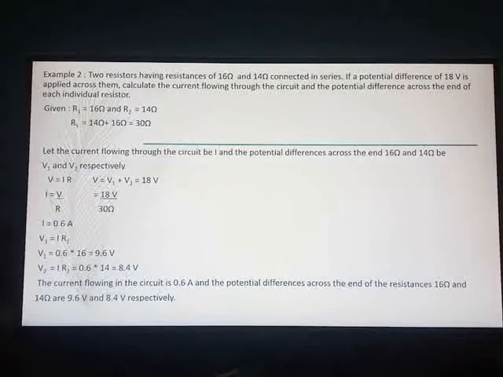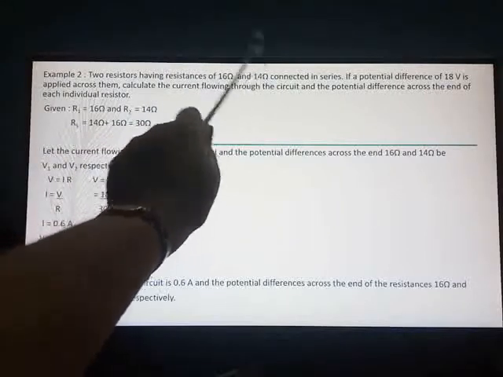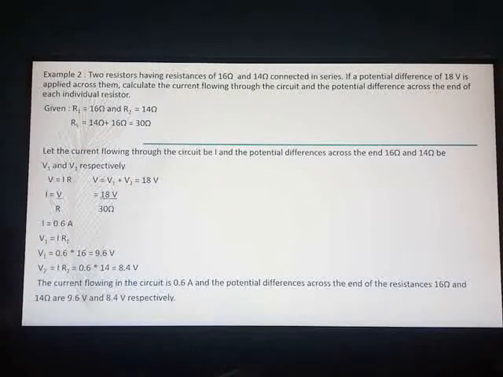2 resistors having resistances of 16 ohm and 14 ohm are connected in series. If a potential difference of 18 volts is applied across them, calculate the current flowing through the circuit and the potential difference across the ends of each individual resistor. You are being told to calculate the current and the potential difference. Now, first you will mention what is given. They have given 2 resistors having resistances 16 and 14 ohm. So R1 is equal to 16 ohm, R2 is equal to 14 ohm.